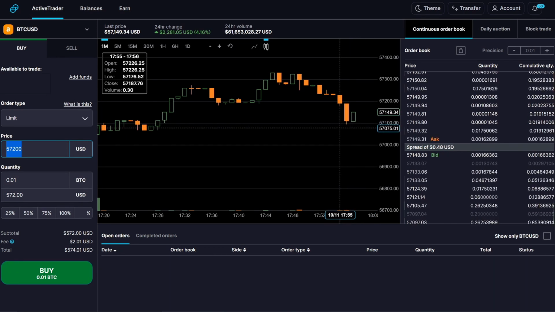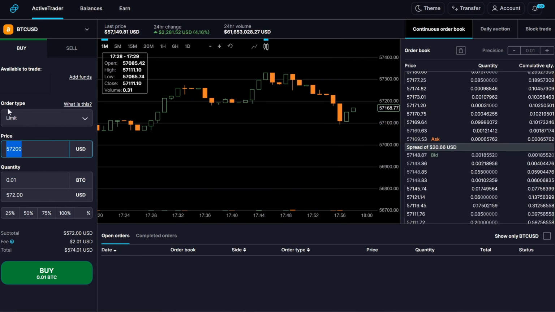Now, one thing you need to know is when you're doing this, and it's really simple. Limit, put in the price you want, put in the quantity, hit buy. Very easy. If it never drops back down to that price, then this won't get filled. So you could either cancel it or it'll cancel automatically depending on what settings you choose. So keep that in mind.